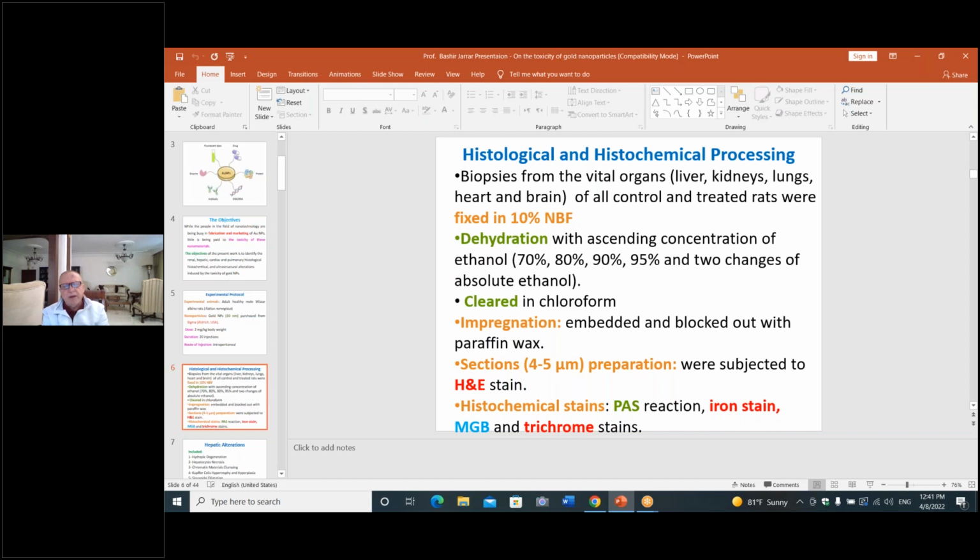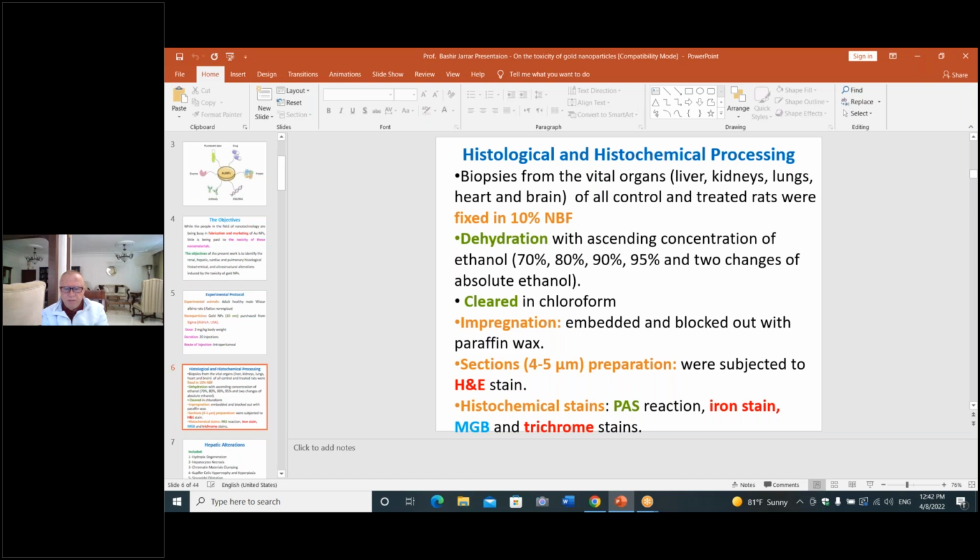In addition to that, other sections were applied for histochemical stains to find changes or alterations in certain chemicals in the tissues, especially the PAS. This is periodic acid Schiff reaction. This is to find if there is any change in the glycogen content of the hepatocytes, the liver cells. The other one, the iron stain, is to find if there is a precipitation of iron in the vital organs as a result of exposure to gold nanoparticles.